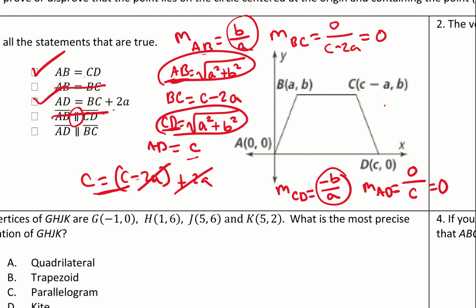AD is parallel to BC. Well, AD is c. Well, let's look at the slope. The slope of AD is 0, and the slope of BC is 0. So the slopes are the same. Therefore, we can check this, and that's it.